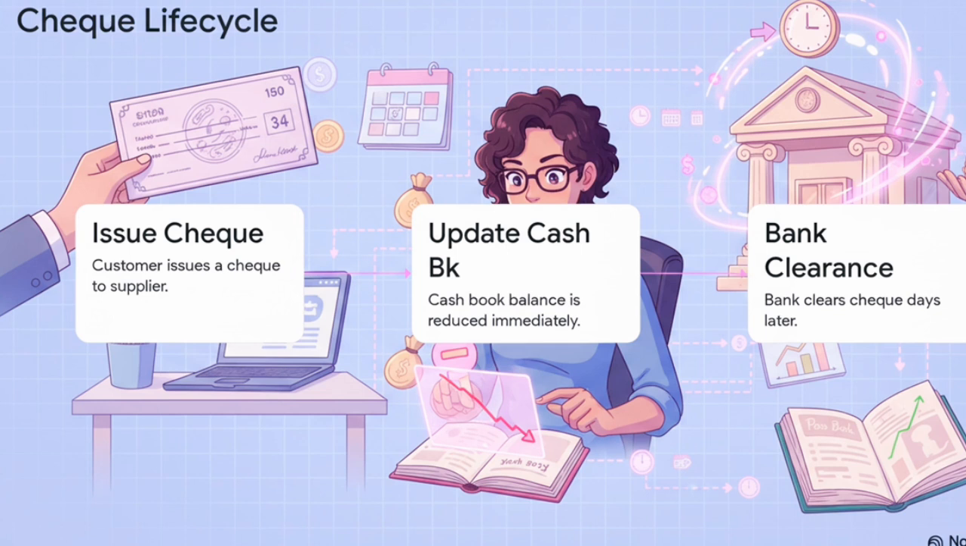Step 1, you, the customer, issue a check to your supplier. Step 2, because you obviously know you just issued it, you immediately reduce the balance in your cash book. But then comes Step 3. It takes days for your supplier to actually go deposit that check, and then for the bank to clear it and deduct the funds. The passbook is only updated days later. During those few days in between, your cash book balance and your passbook balance are absolutely going to disagree.